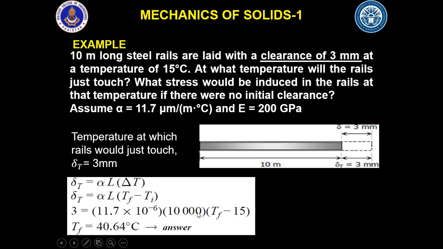So 10,000 over here. Then TF, we don't know what is TF. The TI, the initial temperature is 15 degrees centigrade. We already know that. So solve it for TF. We find out the TF is equal to 40.64 degrees centigrade. At the temperature of 40.64 degrees, both of these rails are going to touch each other.